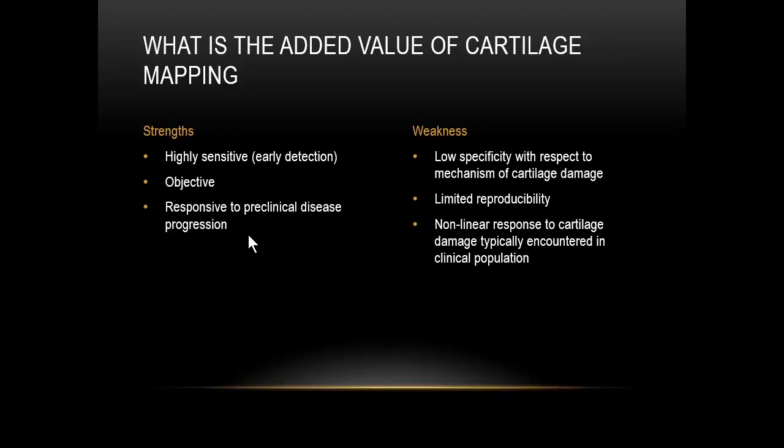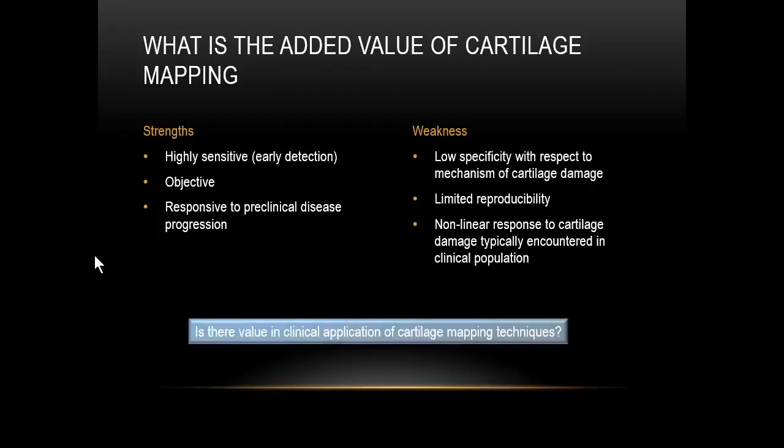But by the time they start to get to the point where we begin to have structural tissue breakdown, where most clinical patients are presenting, they are no longer linear. We will see, for example, with T2 mapping, increases in T2, decreases in T2, a marked heterogeneity in T2 within an area of structural damage. So they're no longer responsive measures. We can't use them to monitor the progression of disease once we get into that typical area of cartilage degeneration where most of our patients are presenting. So the question I would have is, what is the value of these clinical applications of these cartilage mapping techniques?